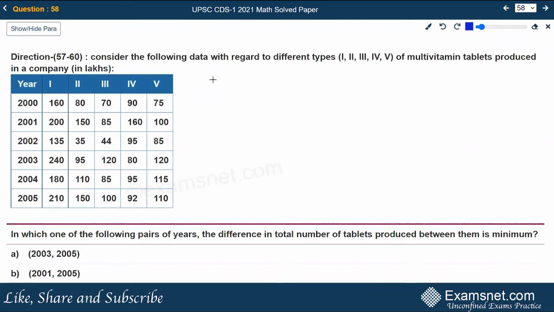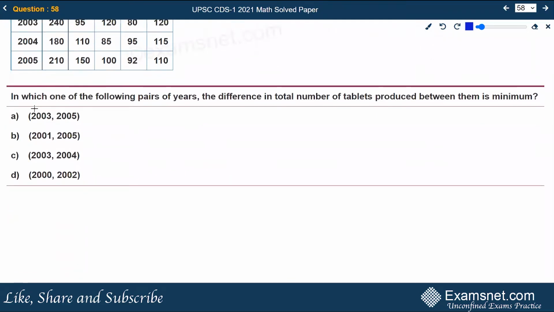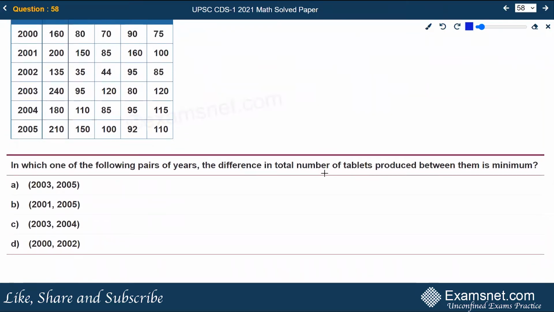In question number 58, that is the continuation of the previous question. We are given the same data, but here the question is: in which one of the following pairs of years is the difference in total number of tablets produced between them minimum? First, for each year I will find the total number of tablets produced. Then I will check the difference of the years mentioned in the four options and compare which one is the minimum. That will be the answer here.